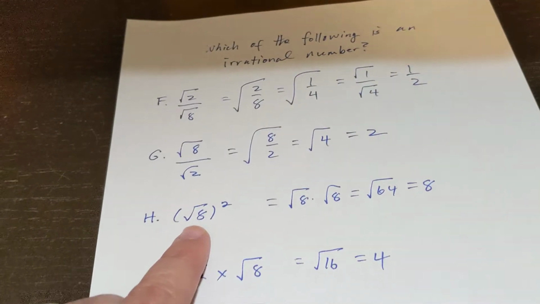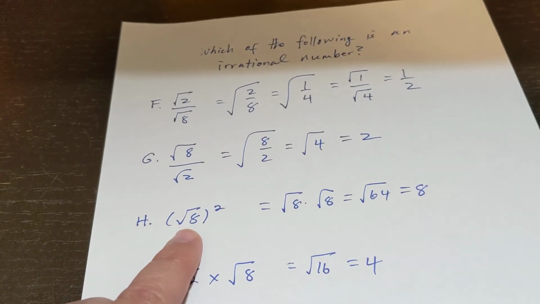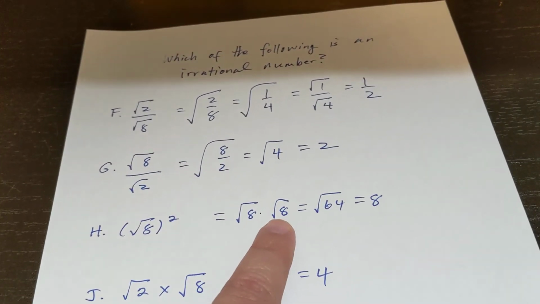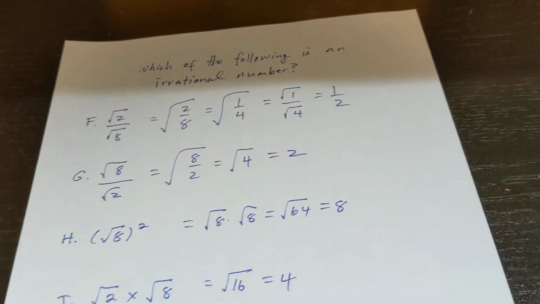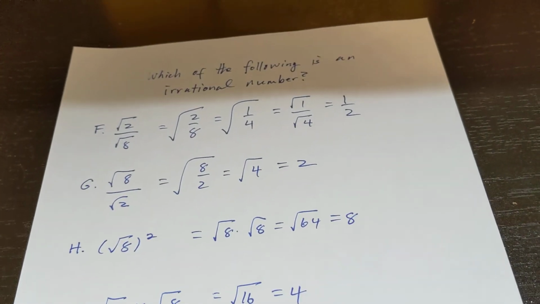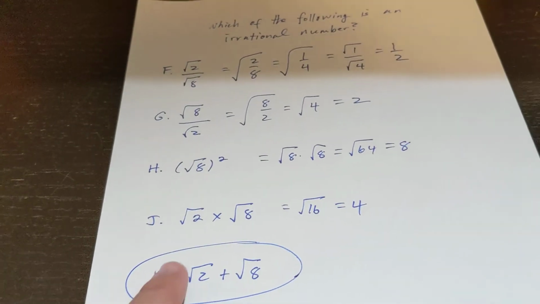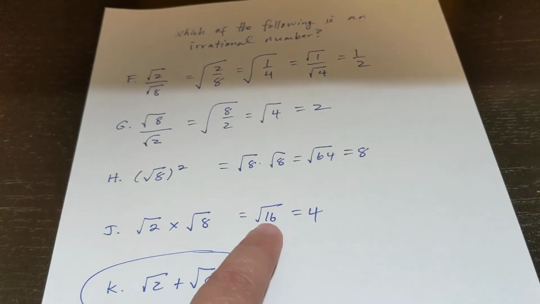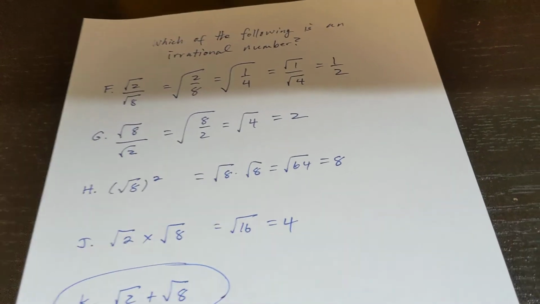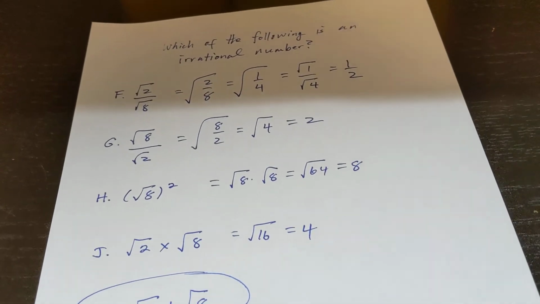Here we go. Square root of 8 in parentheses squared means the square root of 8 times the square root of 8. 8 times 8 is 64, and the square root of 64 is 8, which is 8 over 1. So that is a fraction. And the square root of 2 times the square root of 8, 2 times 8 is 16, so it's the square root of 16. Well, that's 4, which is 4 over 1, so that's a fraction.